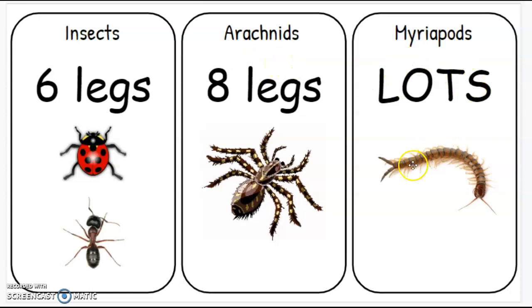Now myriapods have lots of legs, and this little bug here definitely does. I don't even think I can count all of those legs. So classifying bugs can be fun. Can you think of a bug and determine if it is an insect, arachnid, or a myriapod?